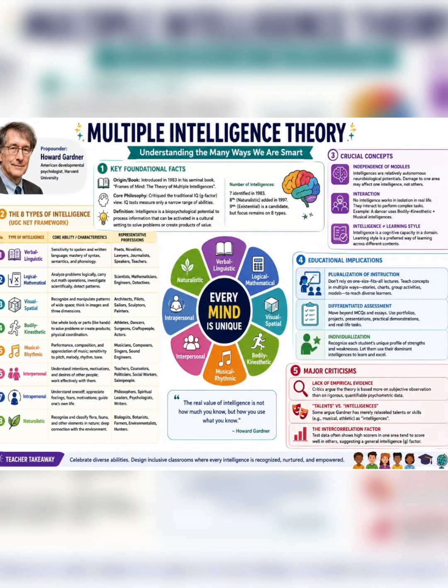So, how does this transform a classroom? Section 4 outlines the massive educational implications: pluralization of instruction, differentiated assessments, and individualization. However, a great academic discussion requires objectivity, and Section 5 details the major criticisms from the scientific community: lack of empirical evidence, talent versus intelligence, and the intercorrelational factor.